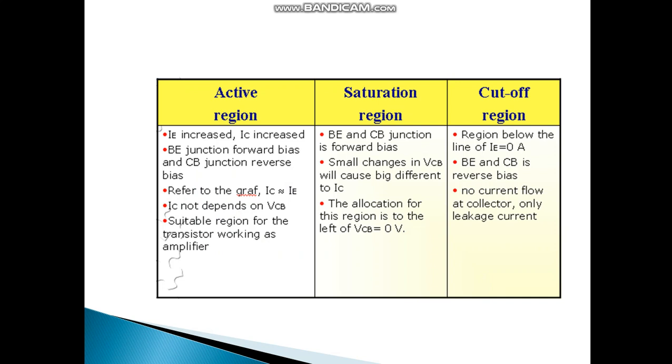In the common base configuration, in the active region IE is increased, base emitter junction is forward biased and collector base junction is reverse biased. In the saturation region, base emitter junction and collector base junction are forward biased. In the cutoff region, the region below the line IE equal to 0.